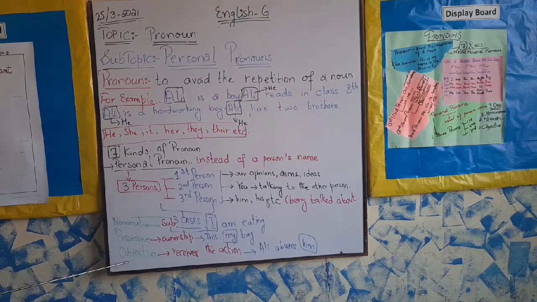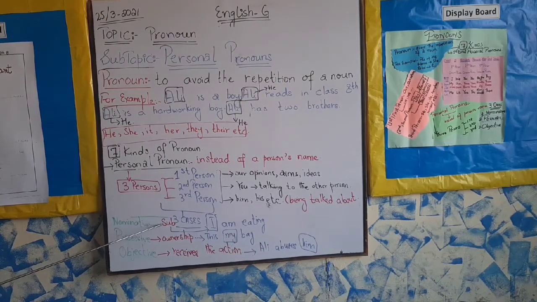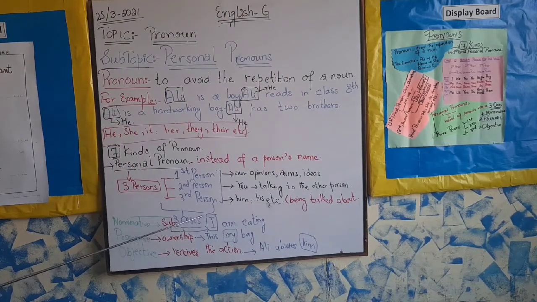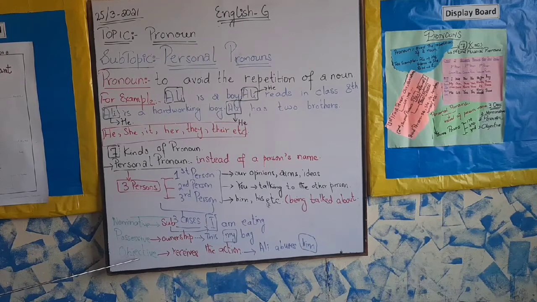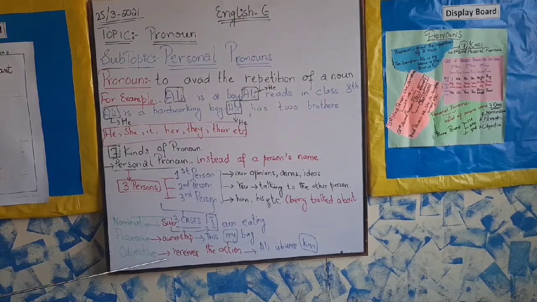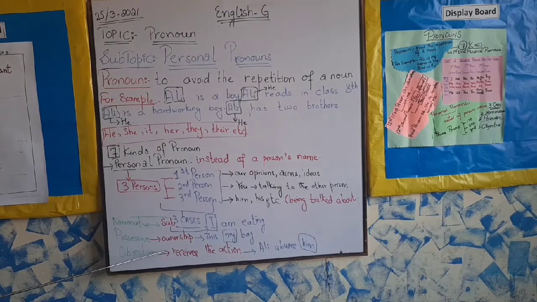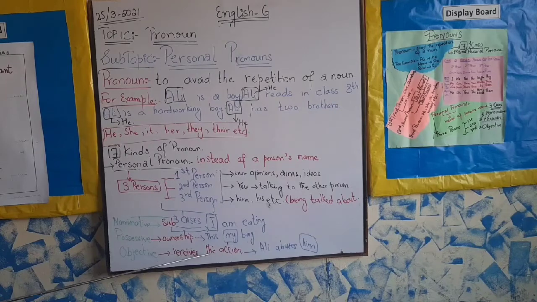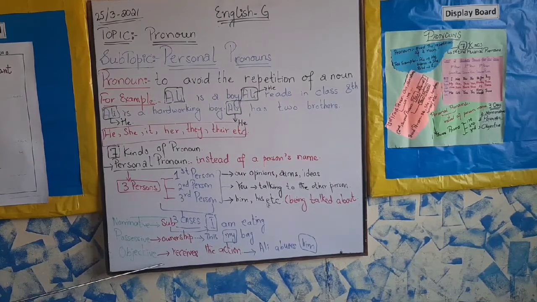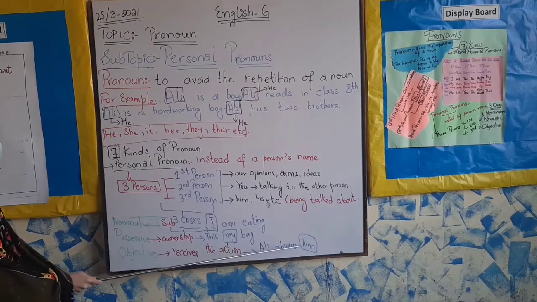Now the third case, objective case. In nominative case the pronoun acts like a subject and performs an action, and that action is received by the object. So it is objective case. When the action is performed in a sentence and that action is received by the object, it is known as objective case. For example, Ali abuses him.